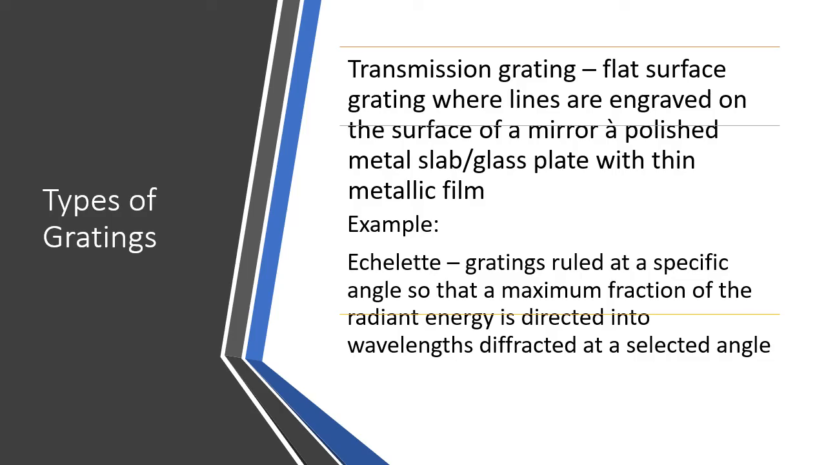Okay, types of gratings. You have your transmission grating, which is a flat surface grating where lines are engraved on the surface of a mirror's polished metal slab, glass plate with thin metallic film. Ang example ng transmission grating ay yung echelon. So gratings are ruled at a specific angle so that the maximum fraction of the radiant energy is directly transmitted and diffracted at a selected angle.